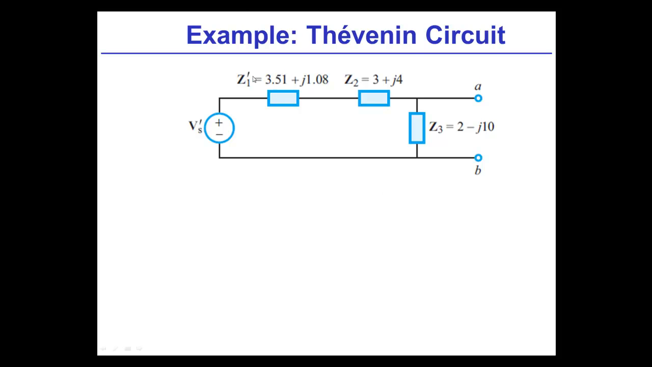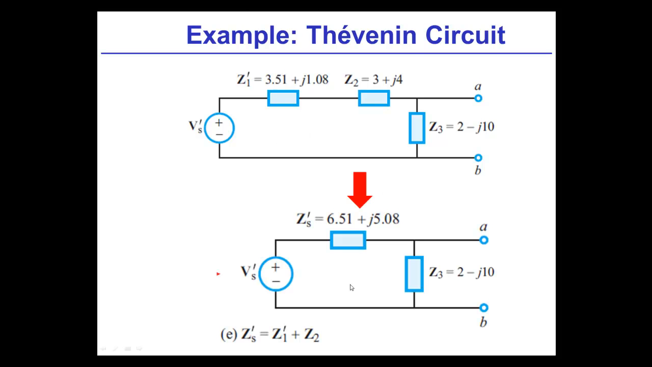Right, so here's what we've got. We've got these two, and you're going to add them together. So you'll get 6.51, and then this will be 1.08 plus 4, so 5.08. And this is the series combo. Now we've got this. Now what are we going to do? All right, well, now I'm getting close. So now what I want to do is, I think this is good enough. I don't need to simplify this anymore. I can actually start working out the Thevenin equivalent.